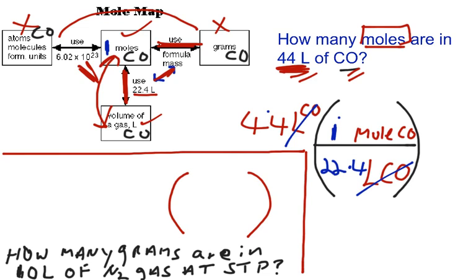Okay, so let's do that. Got my calculator here. Alright, what is it? 44 divided by 22.4 gives us approximately, on my calculator, 1.96, roughly, moles of CO. Okay, and I'm done.